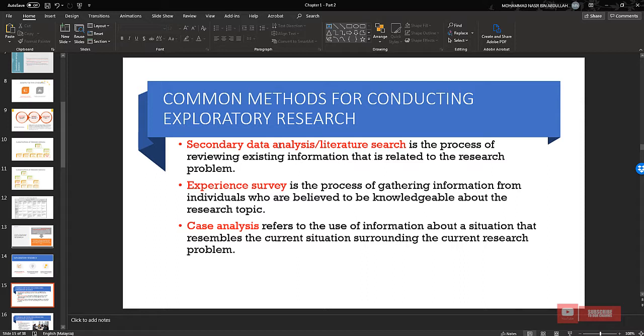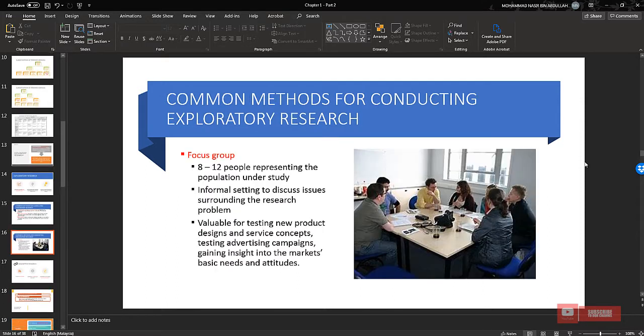So, for example, in medical, if you are facing a new disease, there might be no solution. So the best research to do is exploratory research. The data comes from the case study, right? From different persons. Another data collection method that can be done in exploratory research is the focus group.